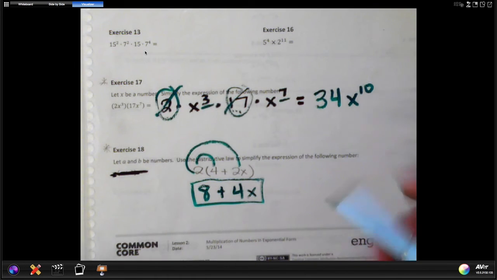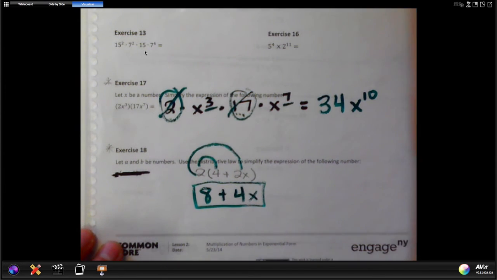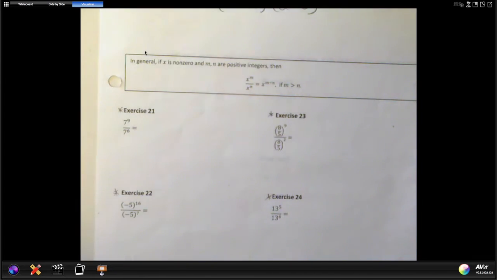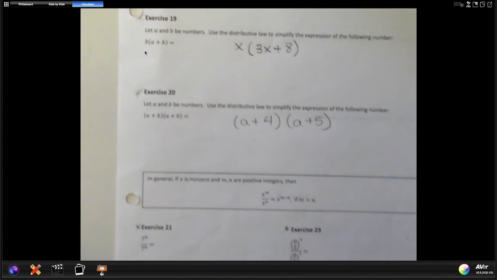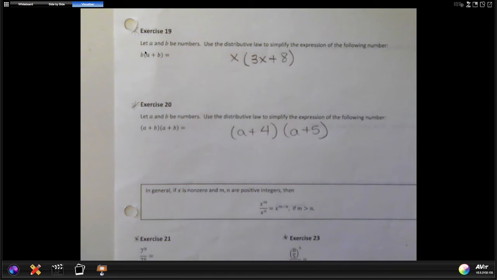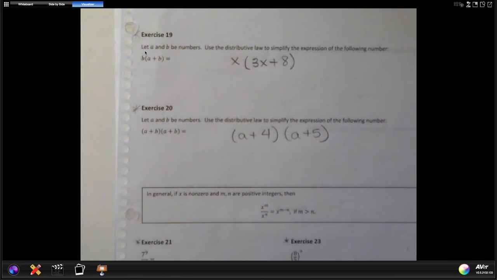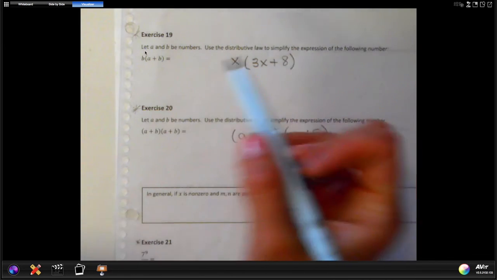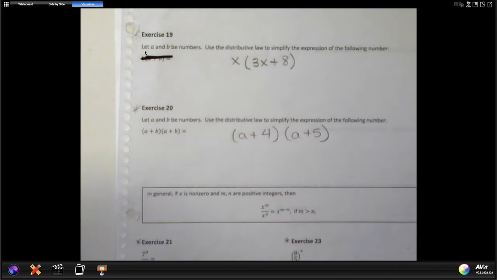Now, what does that have to do with our exponents? We're going to find out here in exercise 19, which I'm also going to have you change. So exercise 19 on page 7 then is where we're at. So we're going to change exercise 19 as well. And we want it to say, or I'm going to have my class make it say, instead of this, x times 3x plus 8.